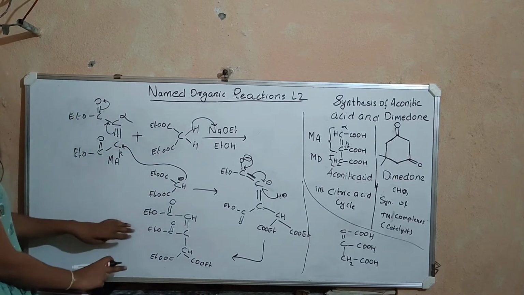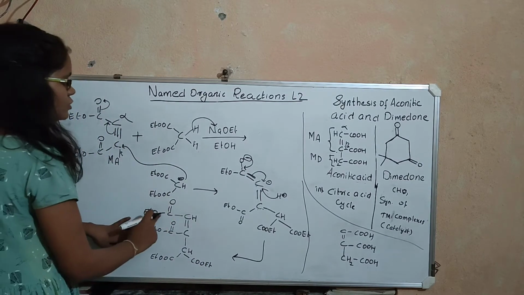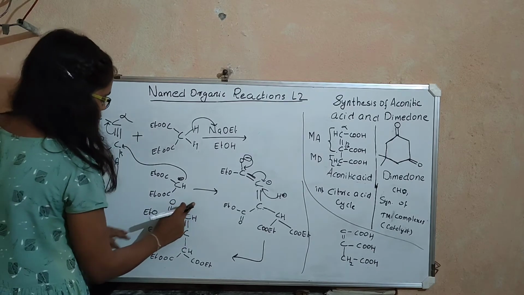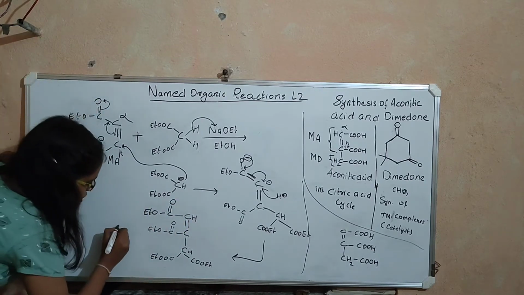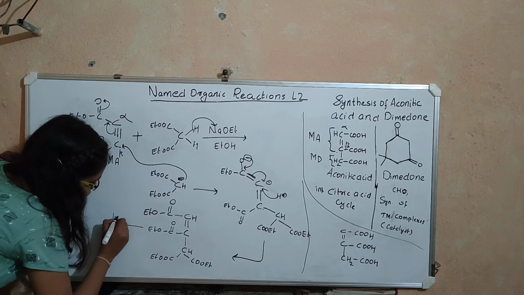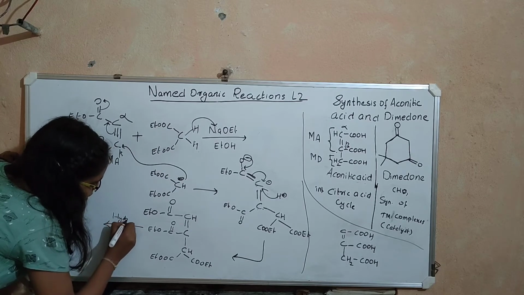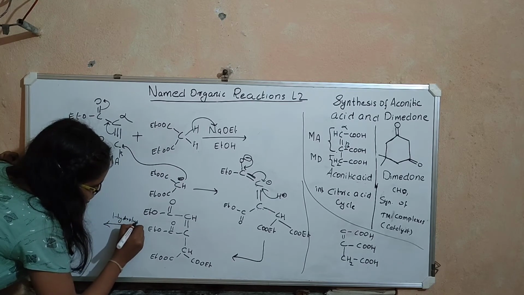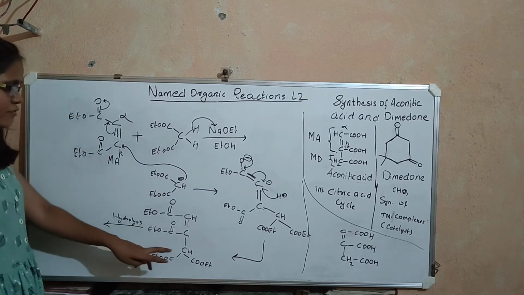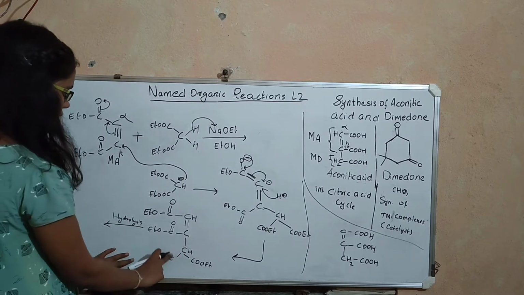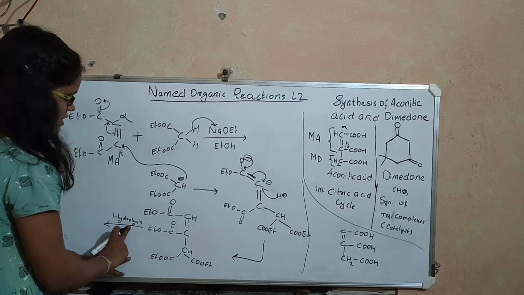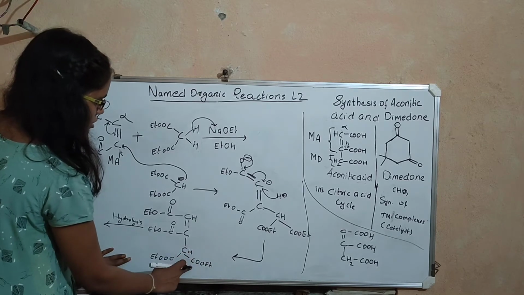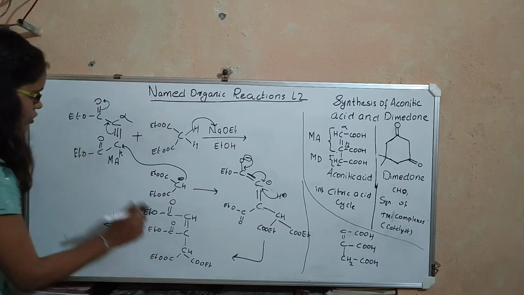So if you want to convert these COOEt groups into acid groups, that is COOH, then you have to hydrolyze. Okay. On hydrolysis, these ester groups will be converted into acid. And if you have two esters on a single carbon, then on hydrolysis, decarboxylation of one CO2 will also take place. I will show you how.